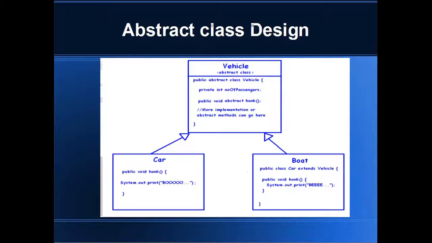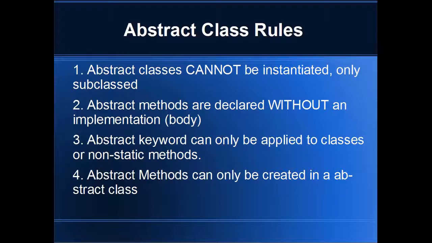Again, remember these abstract rules when you're writing the Java certification. These are important. Abstract classes cannot be instantiated, only the subclass can. The certification is going to try to trick you on that question too. Point 2: abstract methods are declared without an implementation or body. Sometimes they're going to try to trick you on that one.